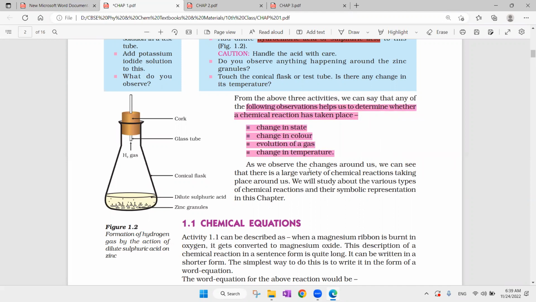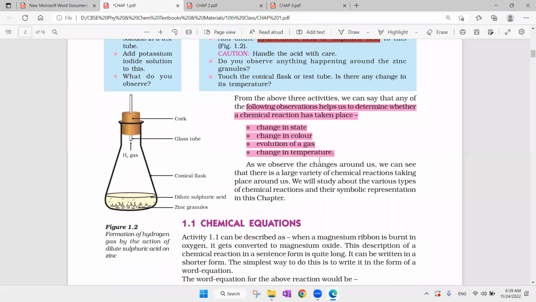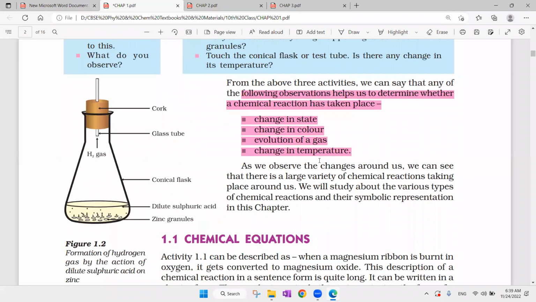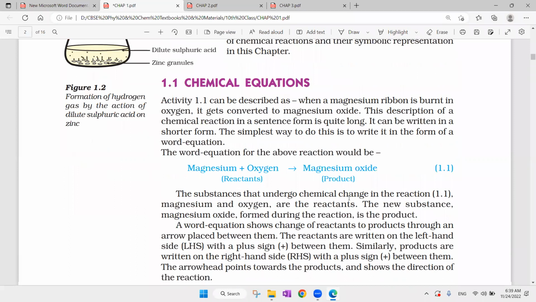Next, any doubts till now here? So you have to read the textbook also. Textbook reading is a must. Change in state, change in color, evolution of gas, change in temperature. These are 4 observations of chemical reaction. Then topic 1.1, chemical equations.